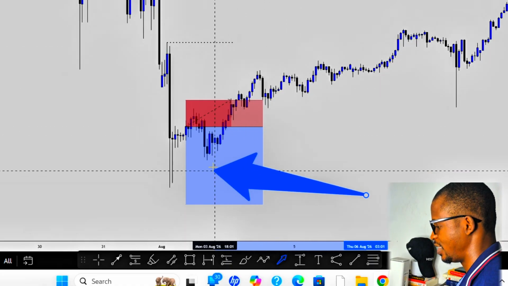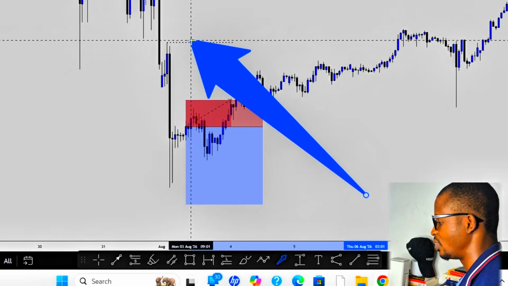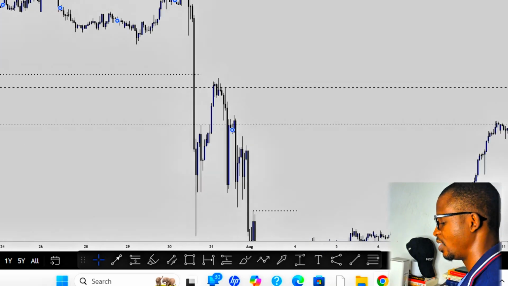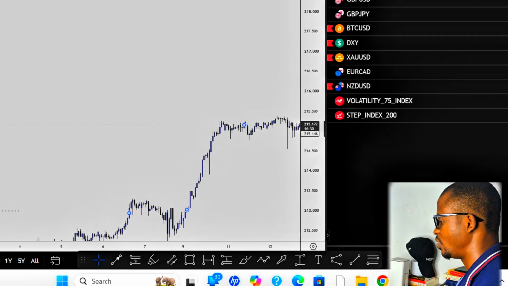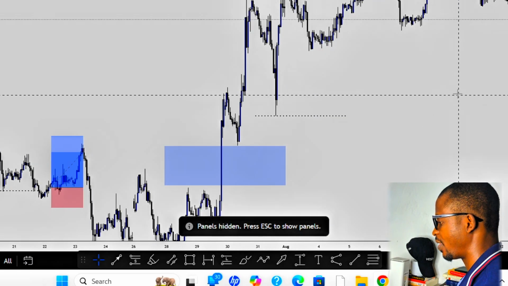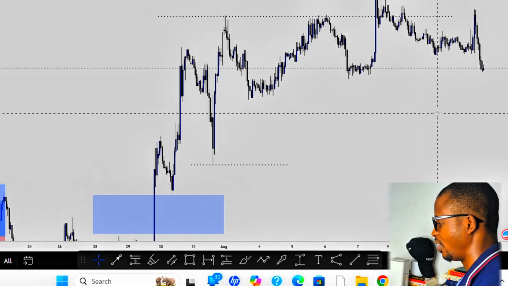And look at what the price did. Price moved back aggressively until it tapped into this liquidity. You understand? So you have to respect liquidity, guys. If you want to stay in the game for the long term, you must use liquidity as your reference point, right? You understand? Price normally goes for the liquidity before it goes in your direction.